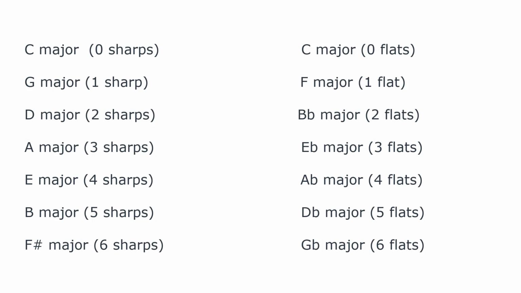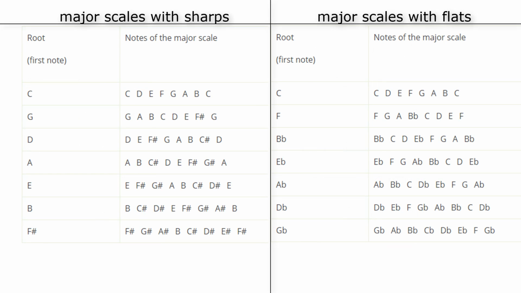Okay, I hope you found it yourself. Here are the answers. On the left side of the table you have the major scales with sharps, and on the right side the major scales with flats. Now if you look well, you see 7 major scales on the left side and 7 major scales on the right side. Now how is that possible? 14 major scales. I just told you that there are only 12 different notes.